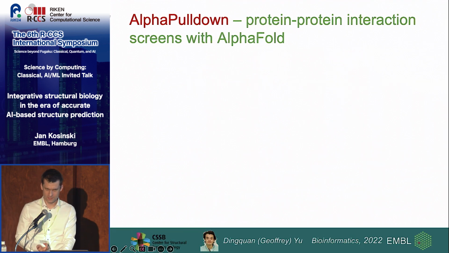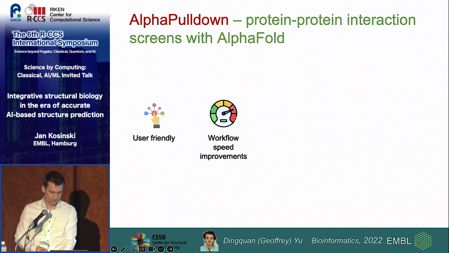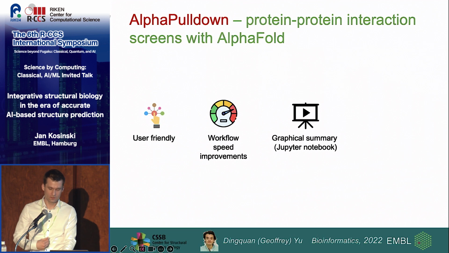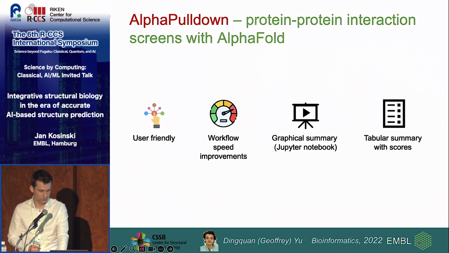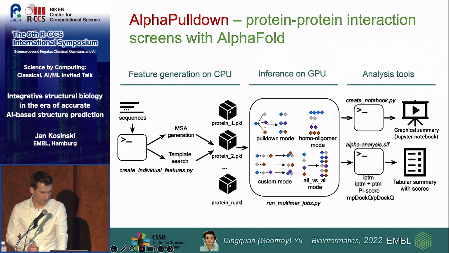And even though it's a simple wrapper, somehow it got very popular, and we think it's just because it's more user-friendly than the original version. It has some workflow speed improvements, but no algorithmic improvements. It provides a graphical summary of the results and a tabular summary with scores. It's open source.